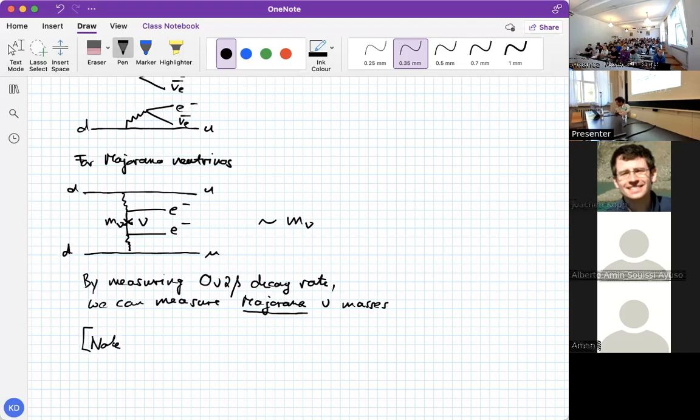So that's my final comment before the coffee break. Large nuclear matrix element uncertainties need to be taken into account.